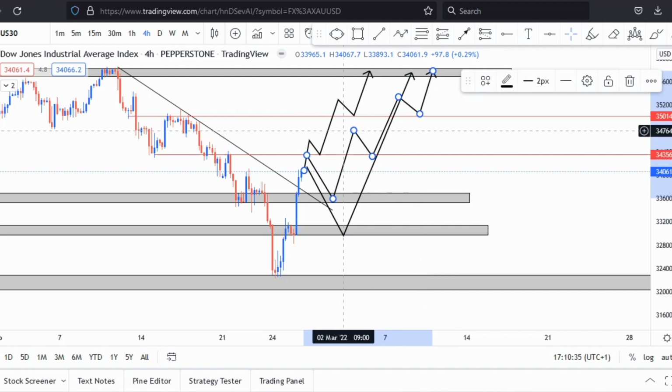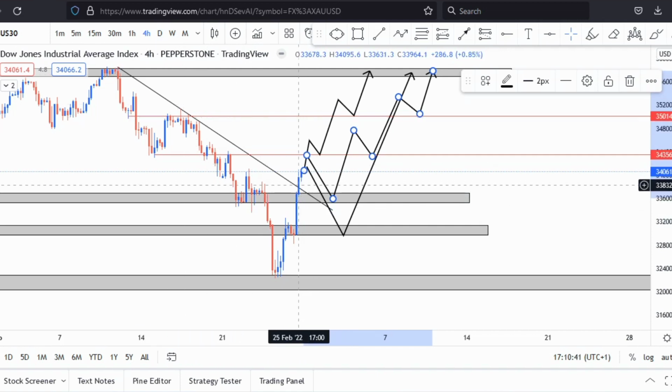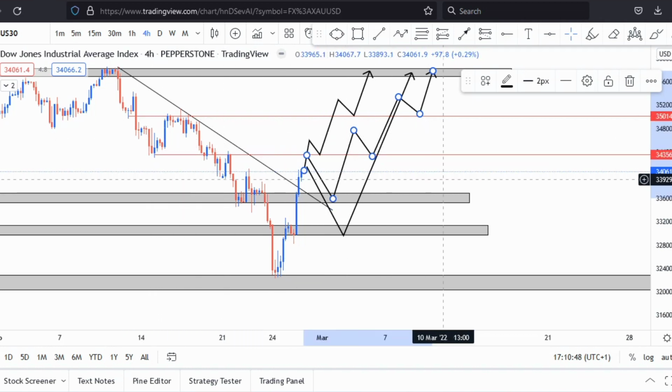My decision to buy was based on what I saw on the weekly time frame and the daily time frame, as well as this break of the trend line on the 4-hour time frame, and then the identification of all these key areas.